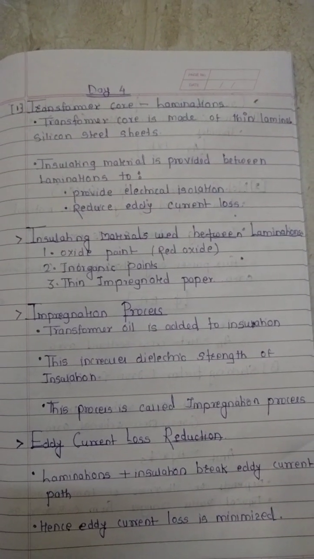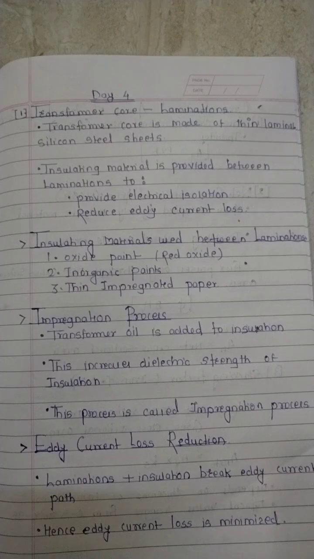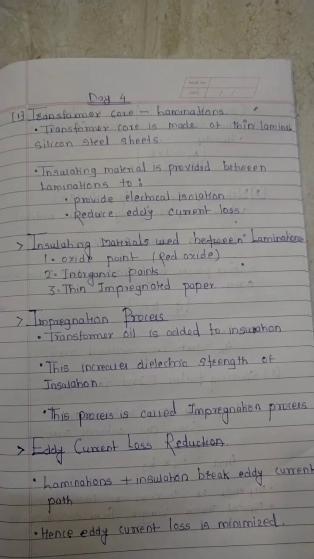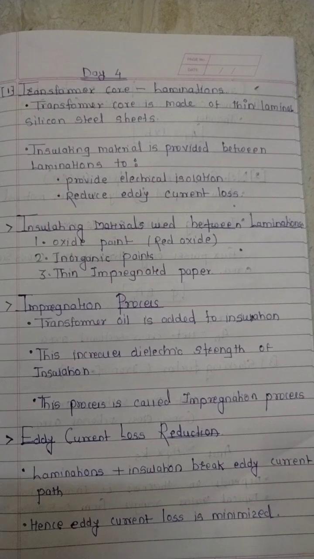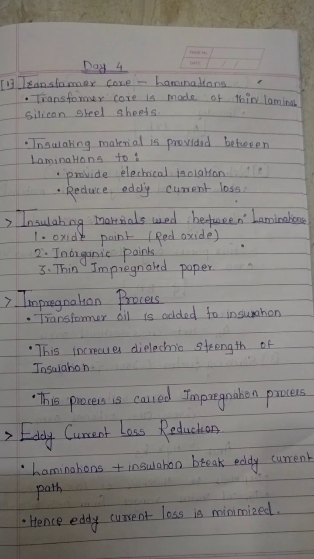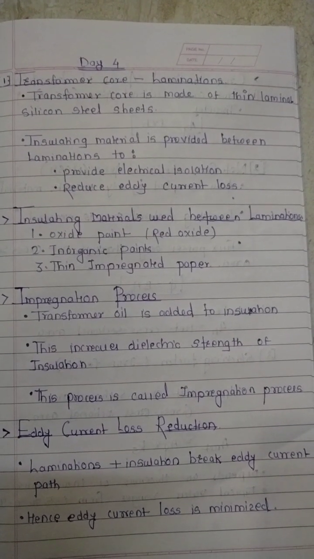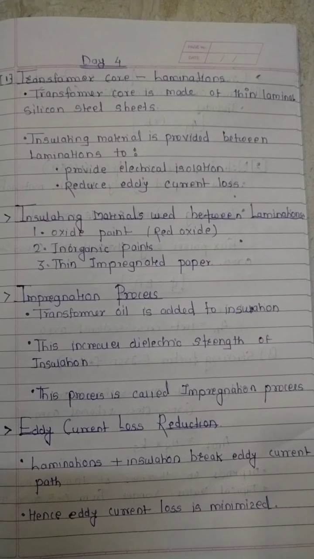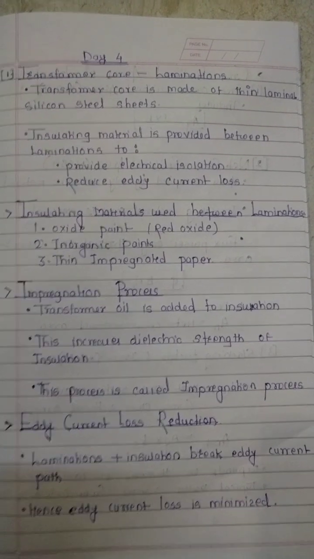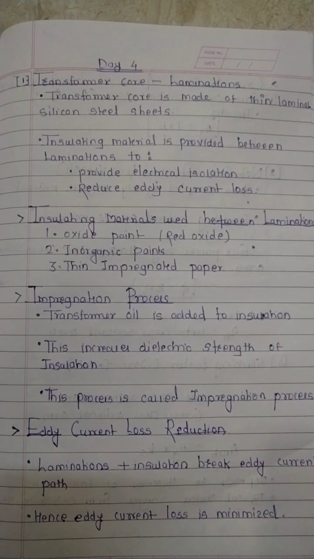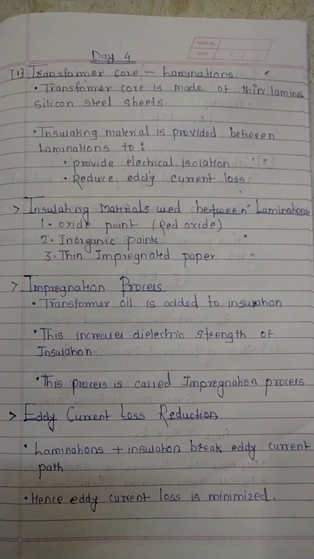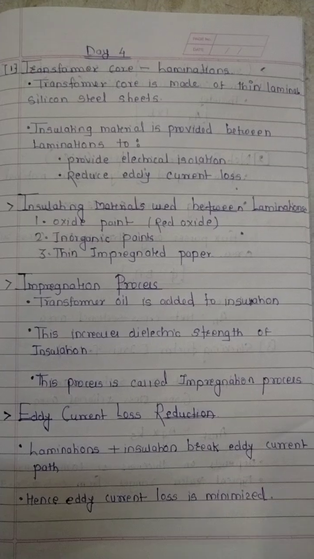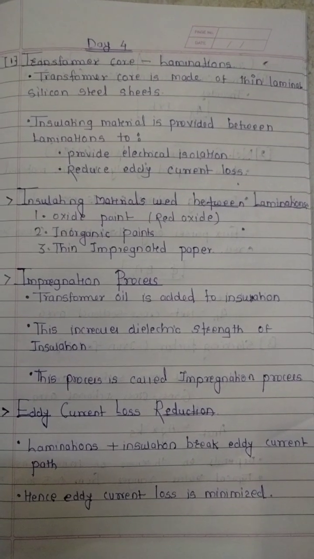So what is the impregnation process? Transformer oil is added to the insulation and this increases the dielectric strength of the insulation. This process is called the impregnation process, to increase the dielectric strength of the insulation. Eddy current loss reduction: lamination plus insulation break the eddy current path, hence eddy current loss is minimized.